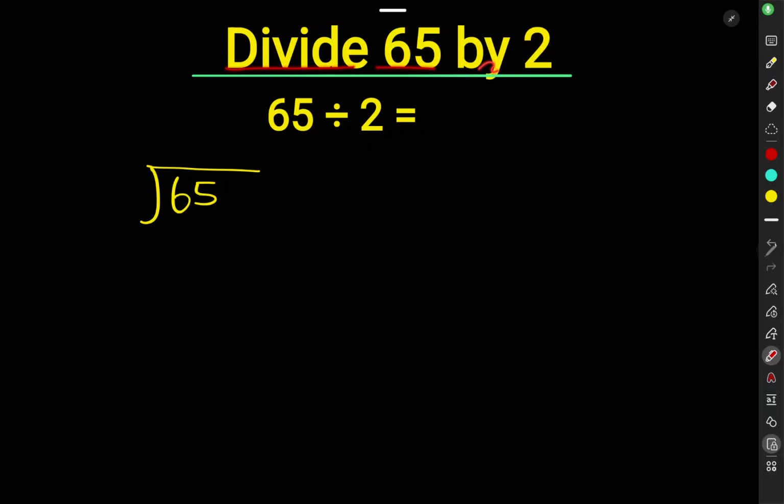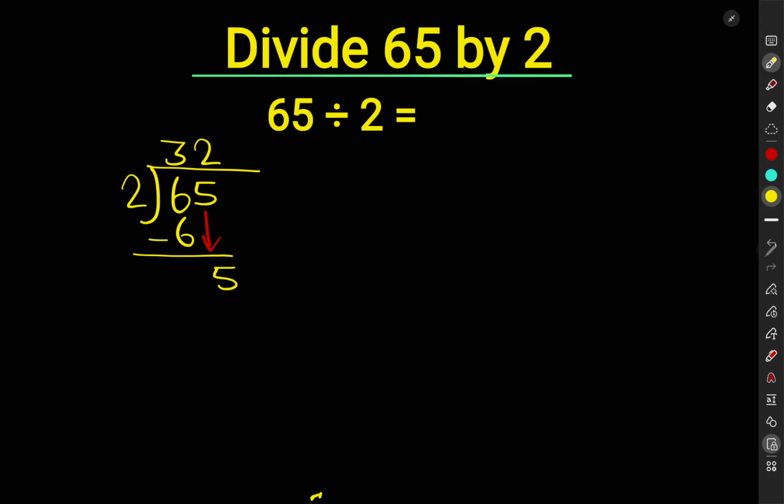Divide 65 by 2. So here we divide 65 by 2 in a long division method. So 2 times 3 means 6. On subtracting we get 0. So now this 0 is less than 2. So we bring down the number beside this, 5, and we remove this 0.